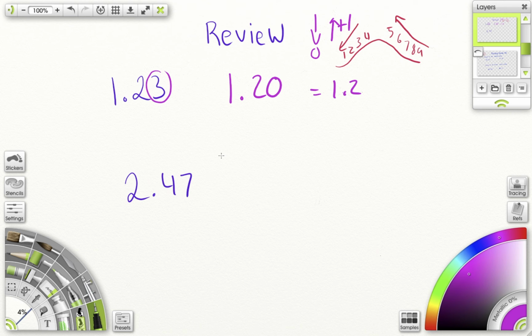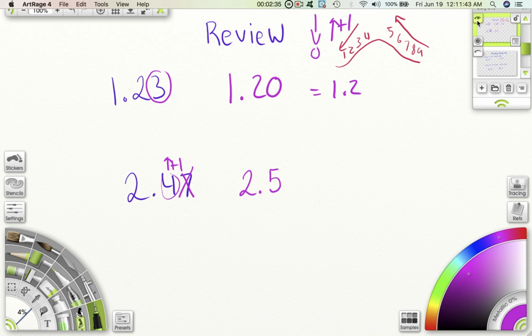Now we have 2.47. So 7, we round up. That means this number here goes up by 1. So this becomes 2. Remember, I get rid of the 7, and this goes up by 1. So this becomes 2.5. And that's it.